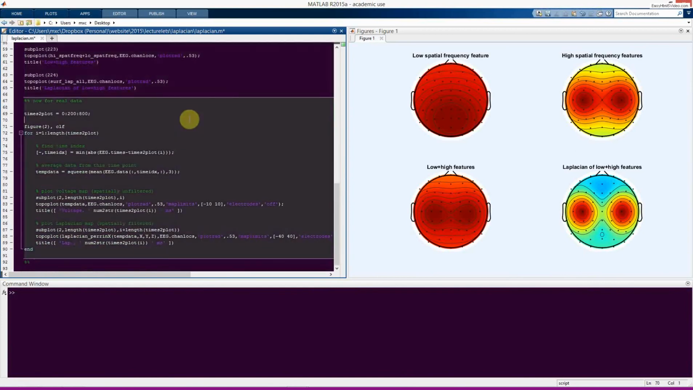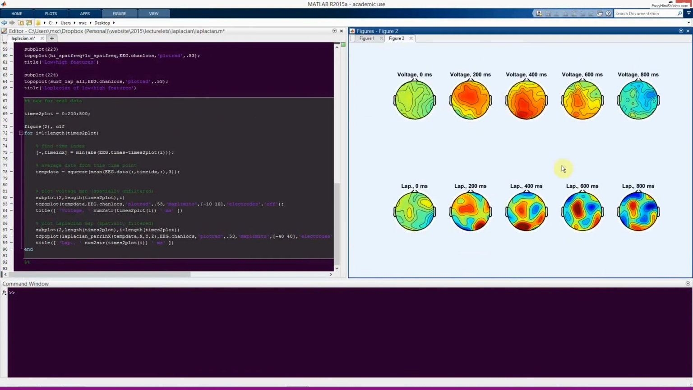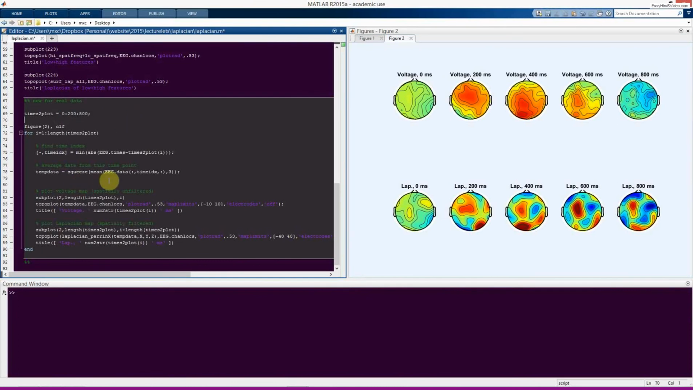And then if you run the second part of this script, this will produce this array of topographical maps that I also showed in the PowerPoint slide. You can change the time points if you want. There's also a function that you will need that actually implements the Laplacian, which is called laplacian_perrinX, where Perrin is the first author of the paper in the late 80s who first introduced this method to the EEG field.